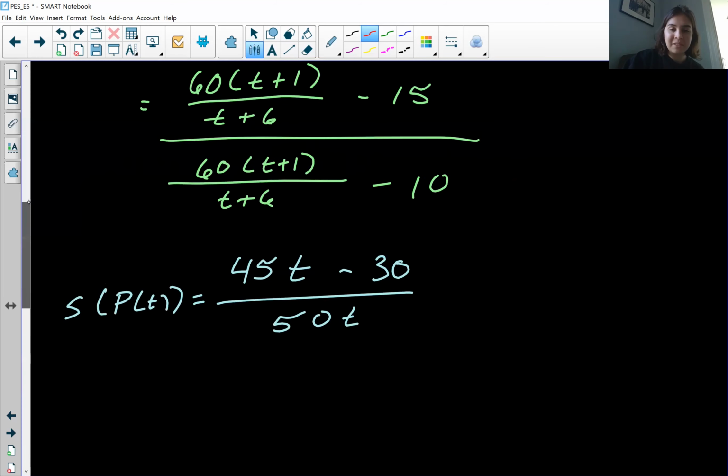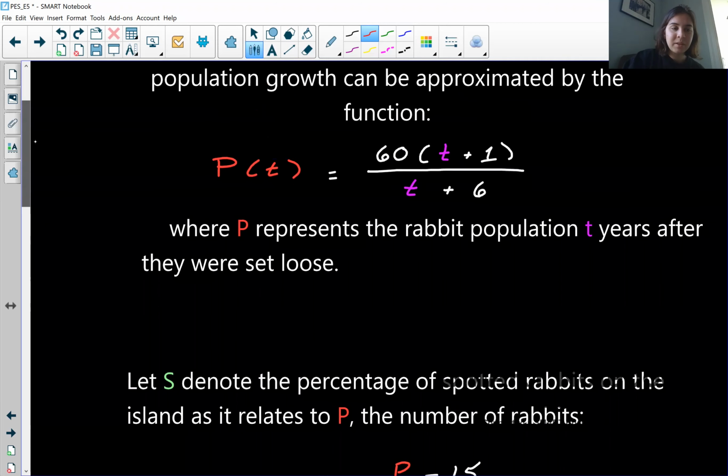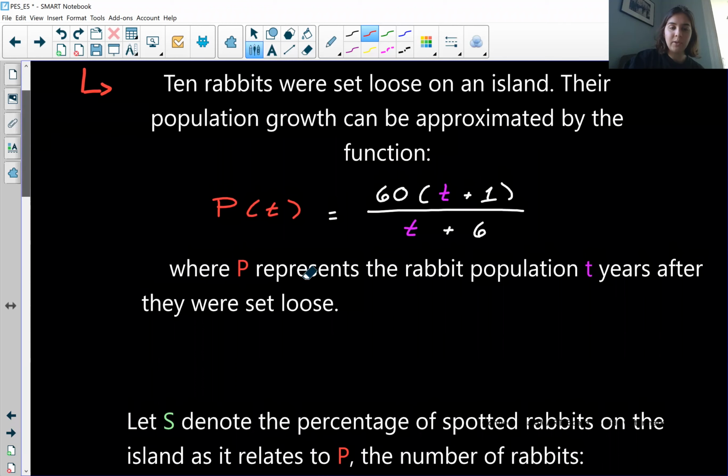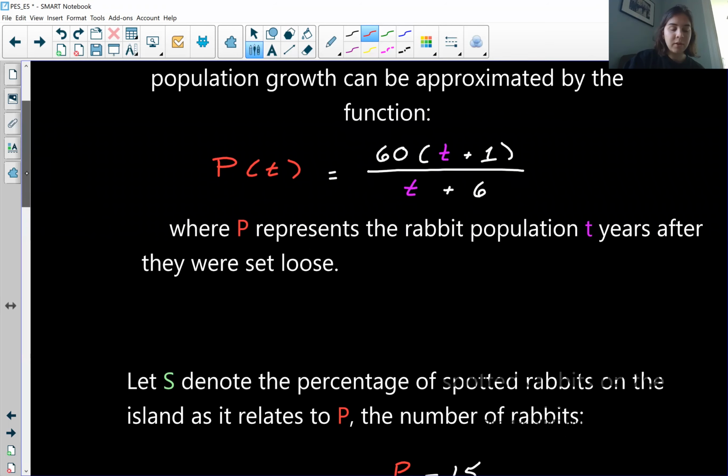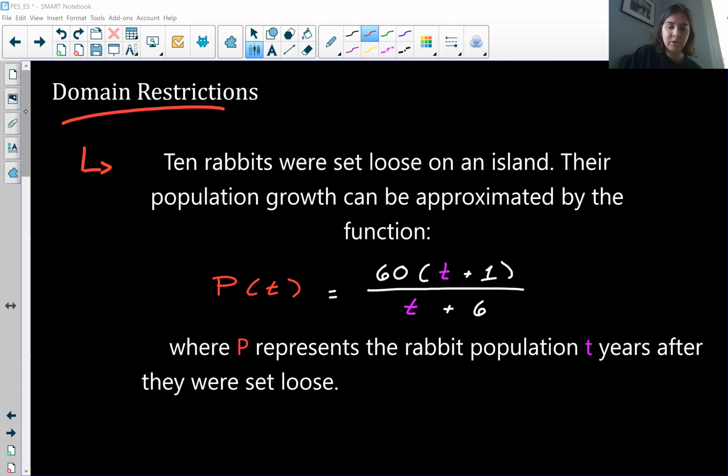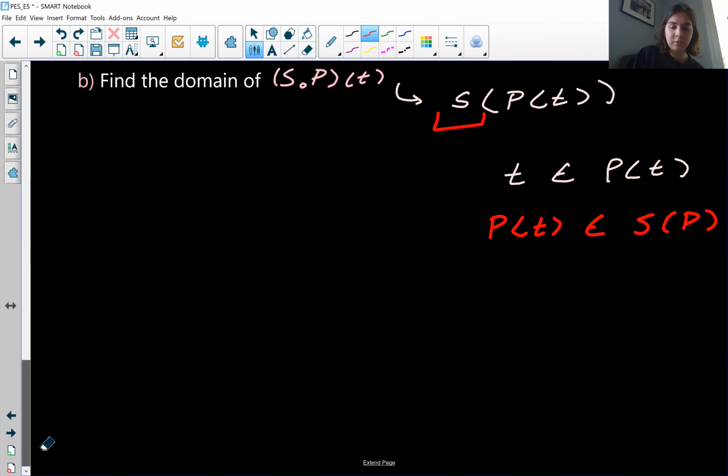So how do we use this information? Well, basically we need to find the valid outputs for P of t, first of all, because that's the inside. So if we look at this function here, we see that t cannot equal -6. More importantly, we have to pay attention to context. And we know that t represents time, and we can't have negative time. So t is going to have to be greater than or equal to 0. And that's really our only restriction for that one.